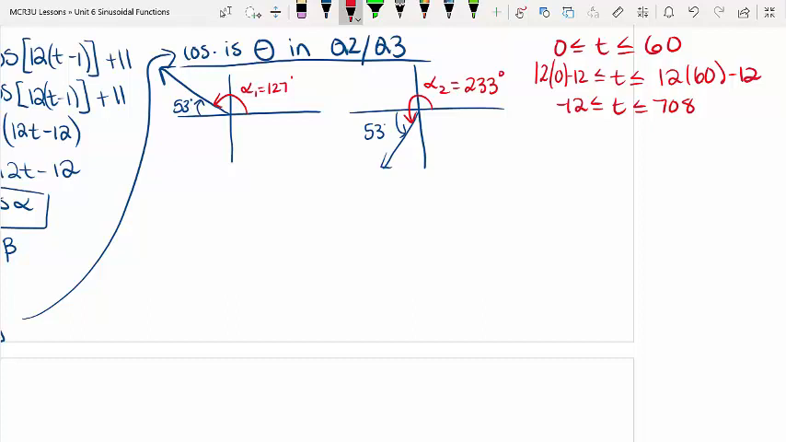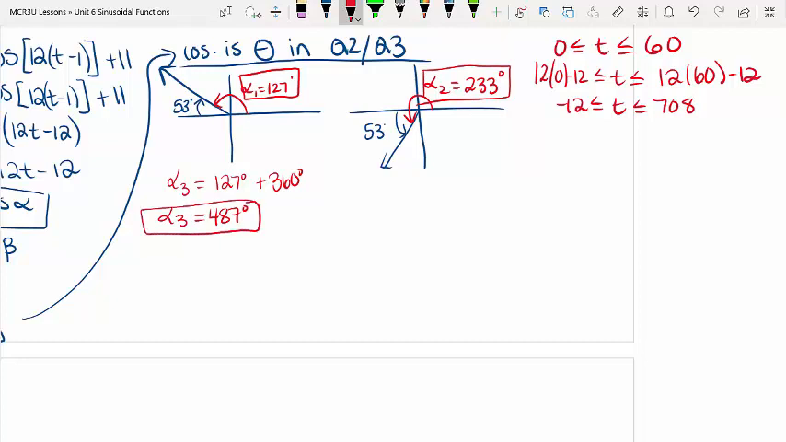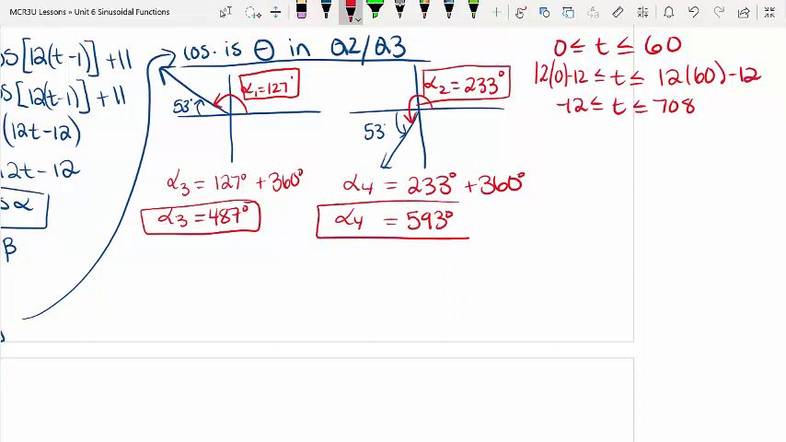So let's take alpha 1 and add 360 to it and see if there's another value of alpha that's less than 708 degrees. I'm also going to take alpha 2 and add 360 and see if there's a fourth value of alpha. Okay, we do get a value there because that's still less than 708. We get 2 extra values of alpha, and that's it.